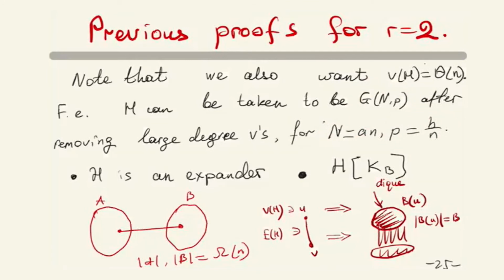Another way to obtain these expanders is just to take the (n,d,lambda) regular graphs. These are random graphs where every vertex has degree d and the second eigenvalue is lambda. These guys also are expanders.